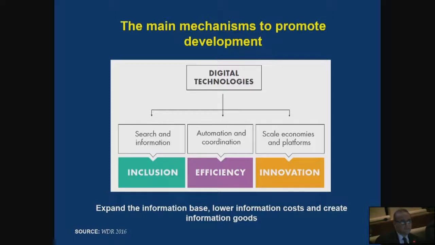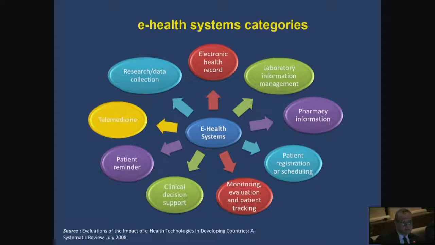In the health sector, this can clearly be seen in different ways we can use e-health systems. So for example, we have the electronic health record, which is data searching, managing information, laboratory information, pharmacy information, patient registration. But we also have improvement of efficiency through better monitoring, clinical decision support. And then we have also the innovation, which is these new methods of reminding the patients of taking their medication, telemedicine, research data, analysis of the data collected. All these have shown in different types of experiments a lot of success in how they have performed.